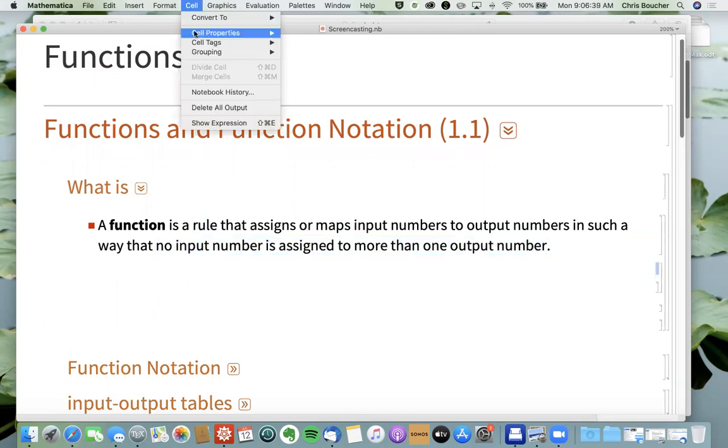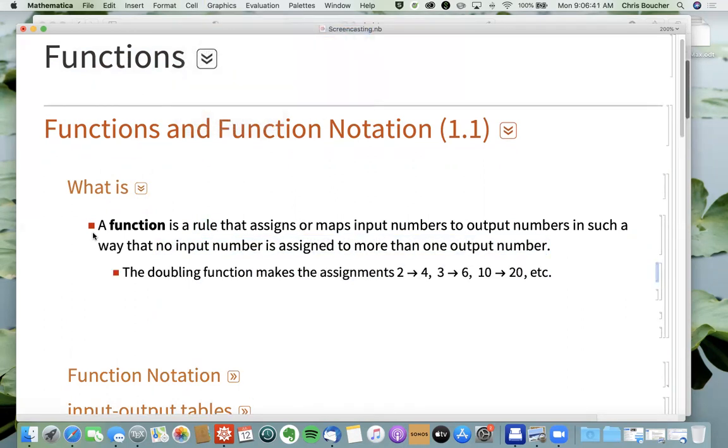So here are a couple of really simple examples of functions. The doubling function is the function that doubles its input. So again, the important thing here is this function is a rule. And the rule is you give me an input and I double it.